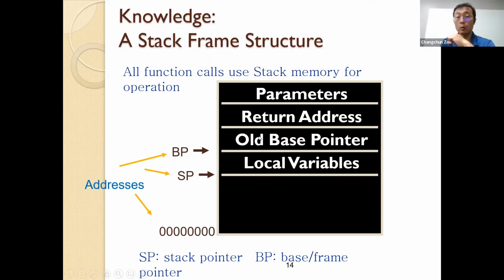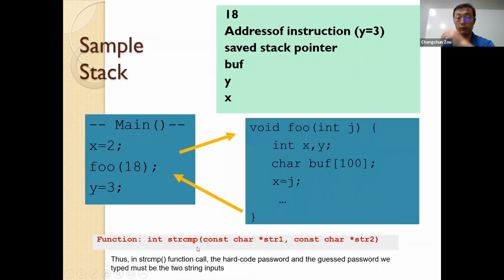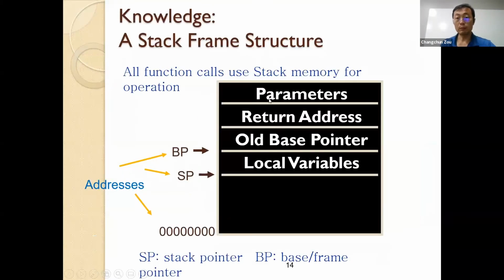Anyway, why do we care about that? Because the subfunction's input parameters will be pushed to the stack, will be saved here. And for string compare, string 1 and string 2 will be the input parameters to the string compare. That means the user input string and also the system's real password string will all be put on the stack. And in OllyDbg, we can see the stack memory content. So that's where we can find the real password.